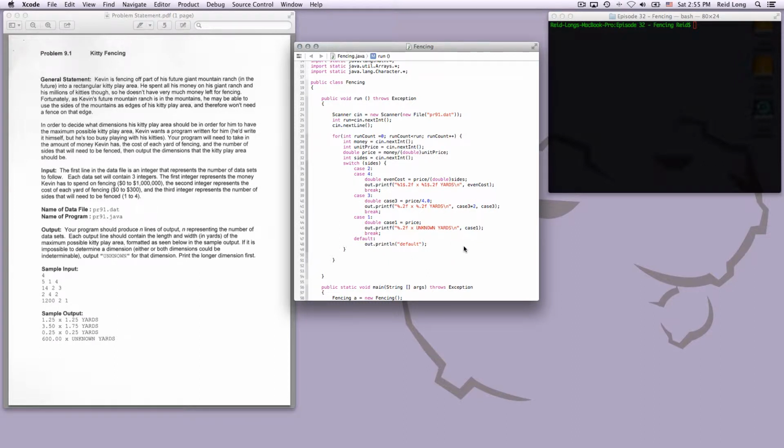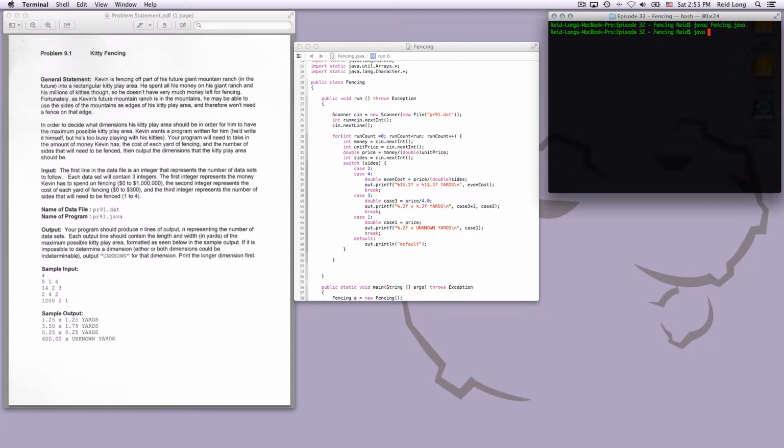Okay, so that looks pretty good. Now let's compile fencing.java and let's run it. And we have 1.25, 1.25, 3.5, 1.75, 0.25, 0.25, 600, and unknown yards. There it is, perfectly correct.